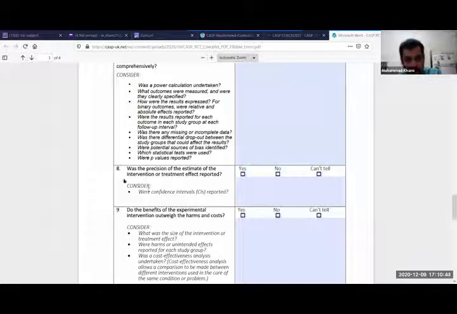seventh question. And now in question 8, was the precision of the estimate of the intervention or treatment effect reported? So the confidence intervals are really important to be reported, and the reader should be able to interpret the results according to the precision of the results, according to the confidence intervals that have been provided. So they should be provided. In scientific writing, we say that these confidence intervals and p-values should also be reported in the abstract.